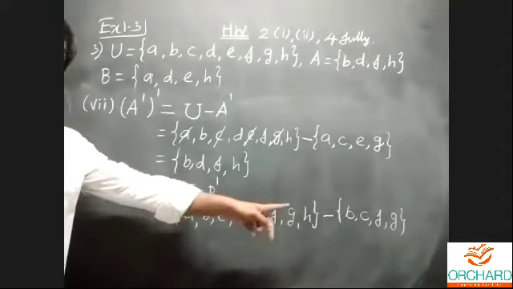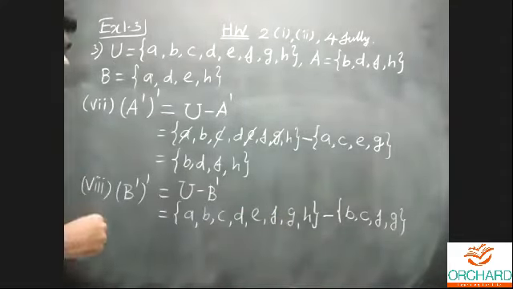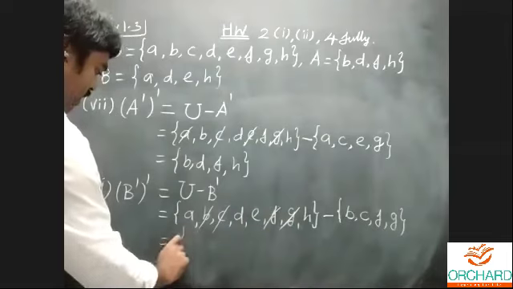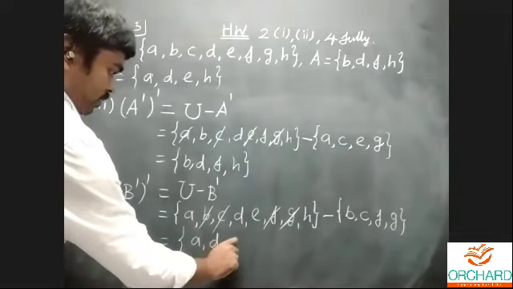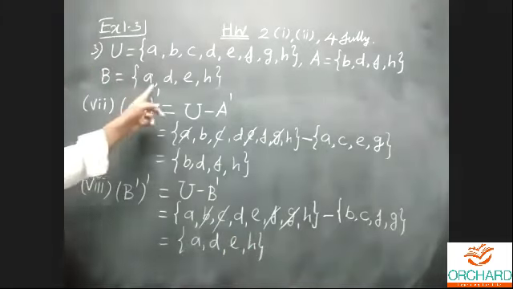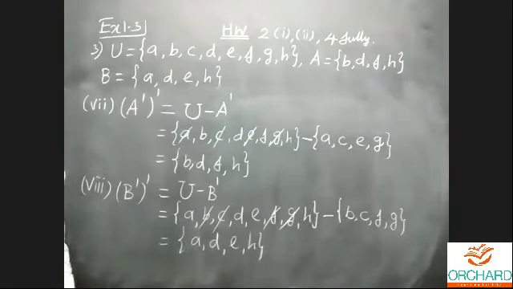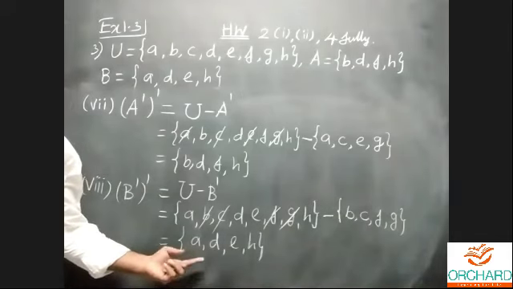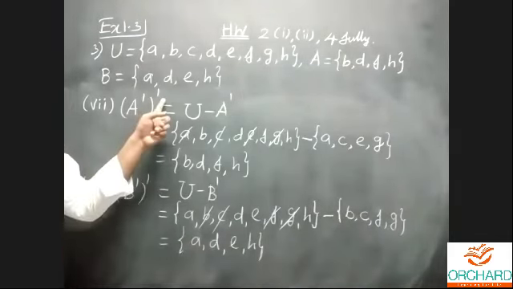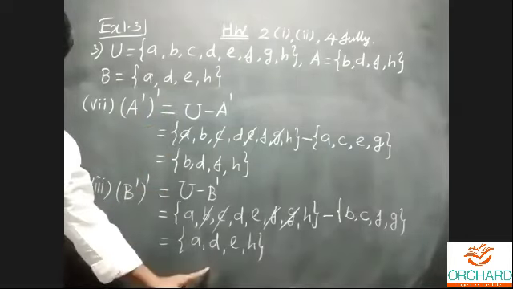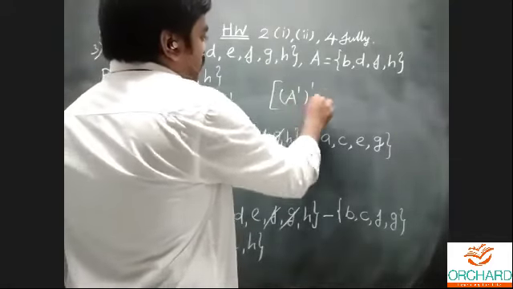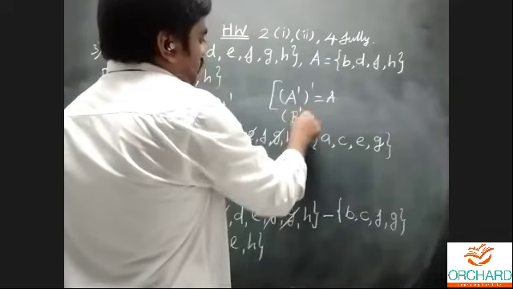Refer to the second subdivision and write down the elements of B dash. Now we remove B, C, F, G. The remaining elements are A, D, E, H. That is your set B. B dash whole dash is nothing but the same set B. A dash whole dash is nothing but A, and B dash whole dash is nothing but B. That is also one of the results.